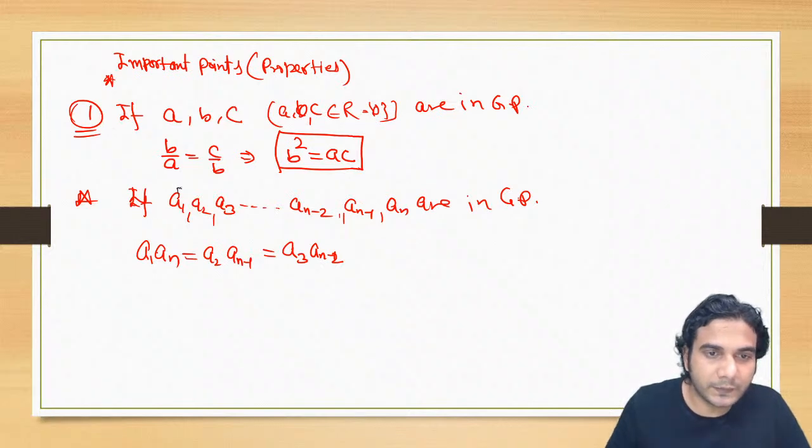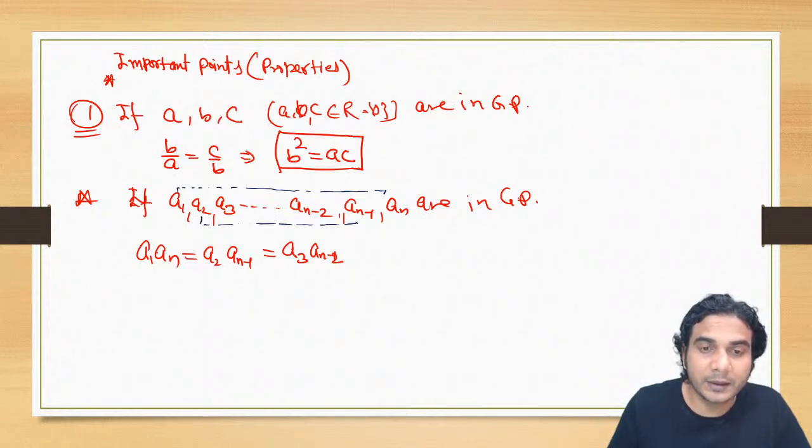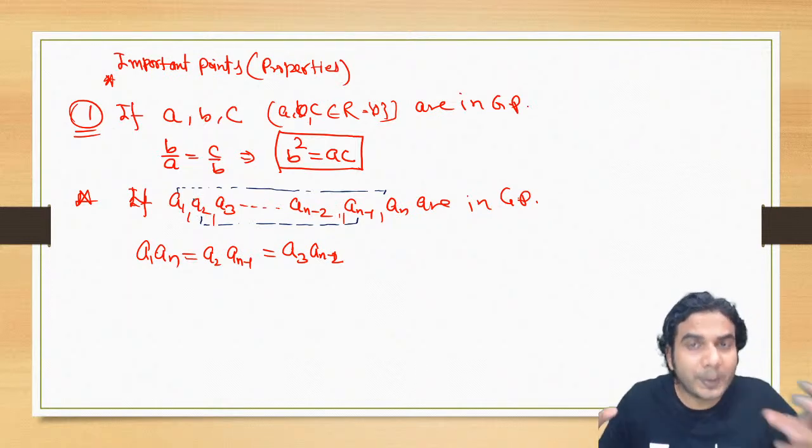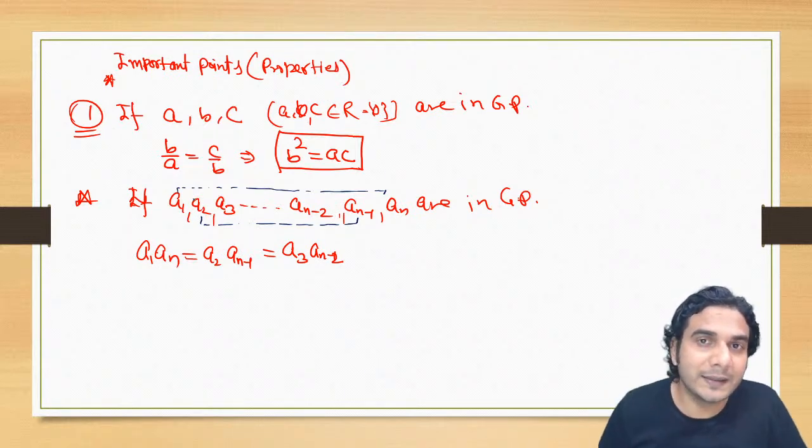Actually, I'm writing this first into last. First into last is equal to second into second last. What will happen? Because if you see a_n, a_{n-1} and a_n, what is the relation? a_{n-1} is a_n upon r and a_2 is a_1 into r. So if you multiply them, then a_n upon r and a_1 into r will get cancelled, and a_n into a_1 will become equal to a_{n-1} into a_2.